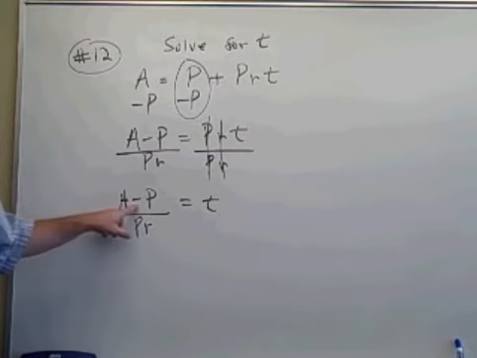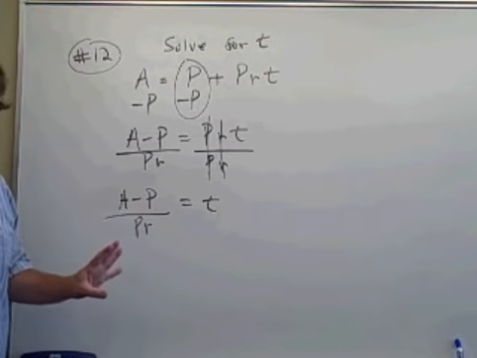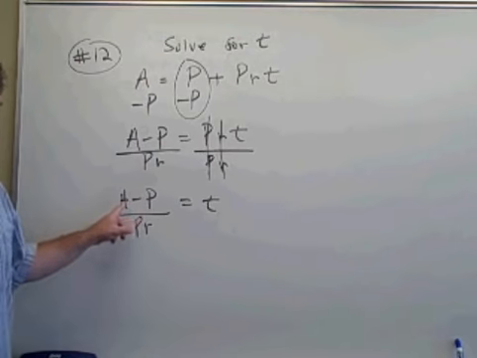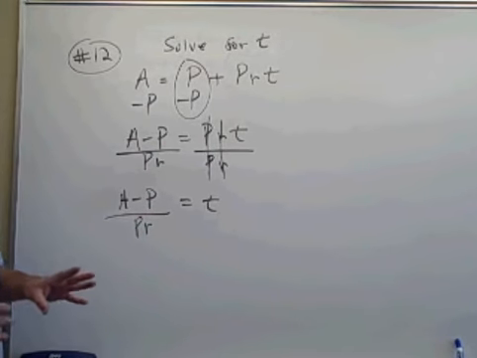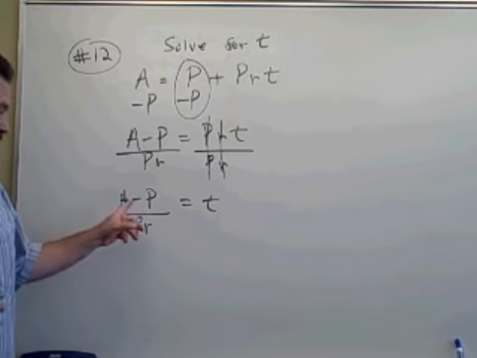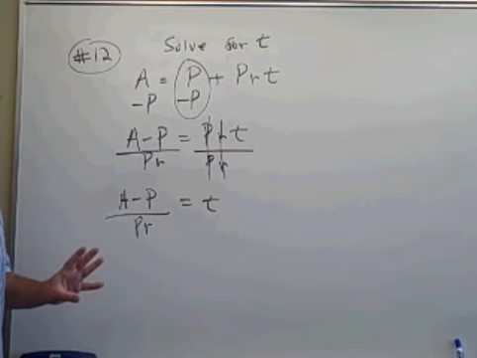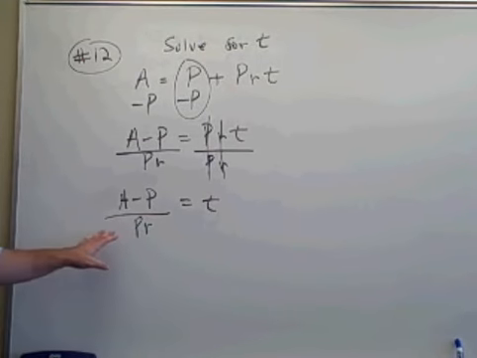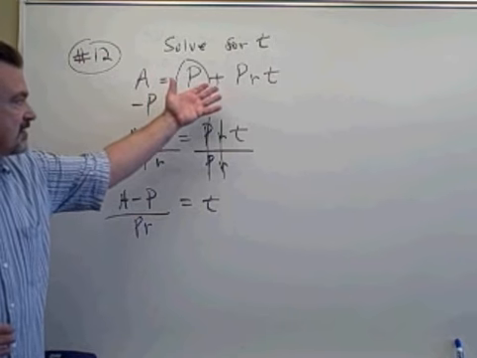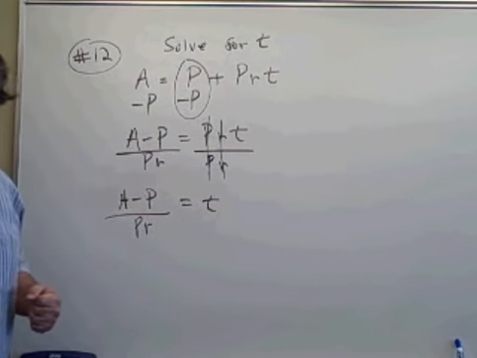Now, you might think, well, can't I cancel those P's? But remember, you can't cancel if what's going on is addition or subtraction. We can only cancel if what was going on there between the A and the P here was multiplication. So I can't cancel when there's addition or subtraction there, only when it's multiplication. So here's our formula that we've originally taken in this form, and now we've solved it for T.